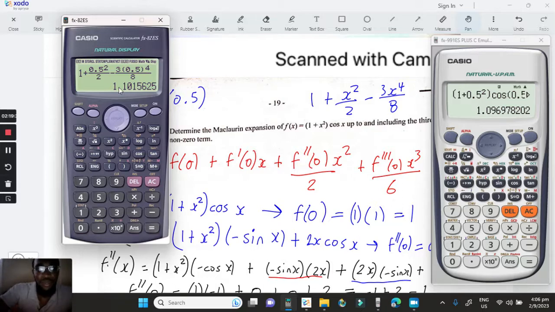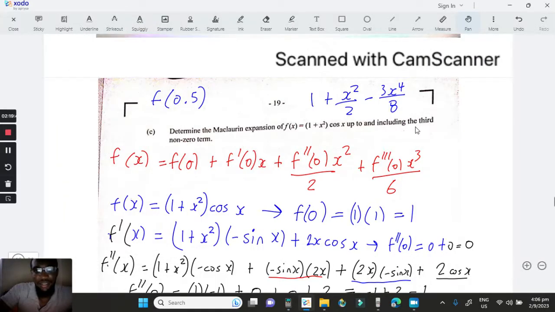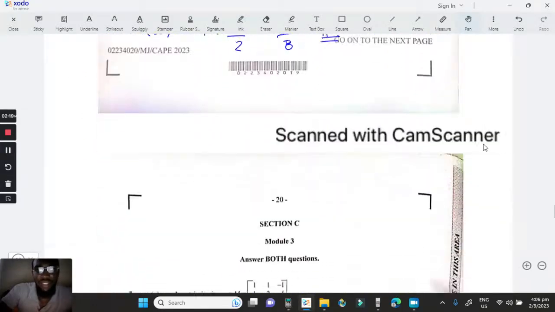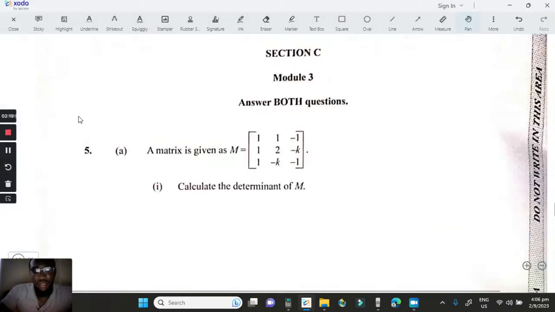Nice. So guys, that's how you check your answer. You should get roughly the same, because it's an estimate. Notice it's up to a third non-zero term, so you could go up to the 5th non-zero term. It's more accurate. Now we're in module 3, the easiest module.